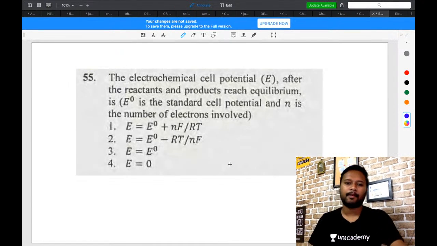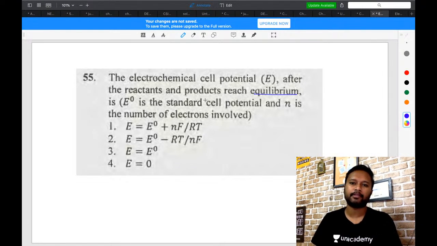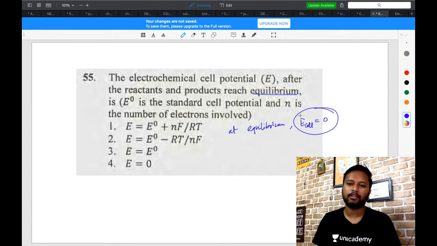All right, the next one says electrochemical cell potential after reactant and product reach equilibrium. So what will happen to the Nernst equation when the reaction reaches equilibrium? Remember that at equilibrium your E of cell is equal to 0. Your E of the cell is 0, not E naught. Remember this. So option number 4 is your correct option.